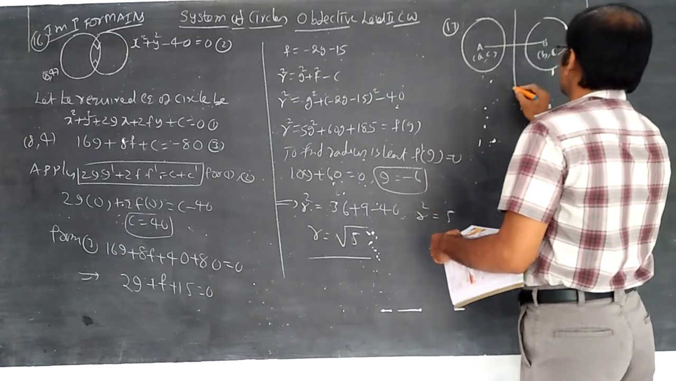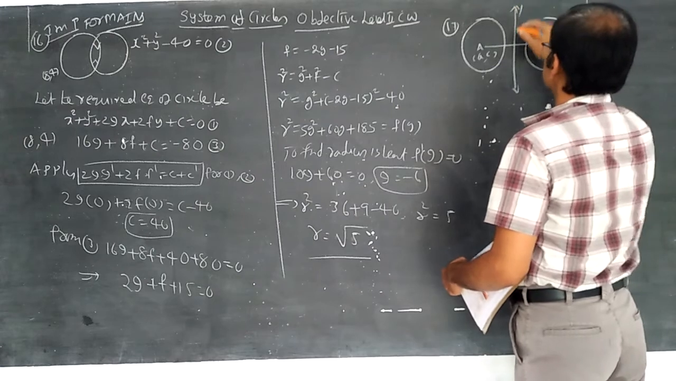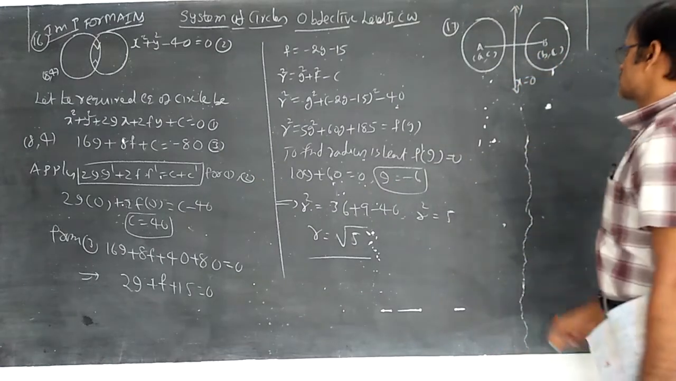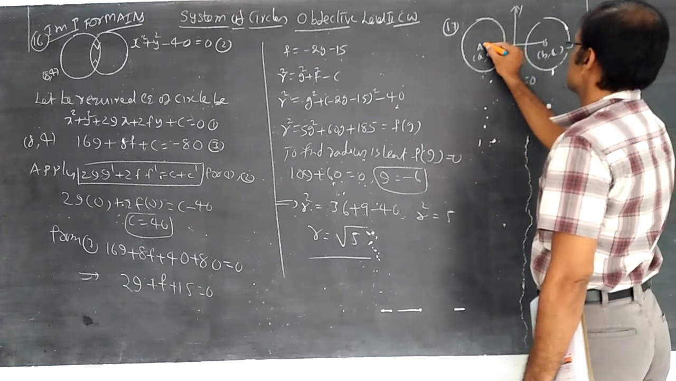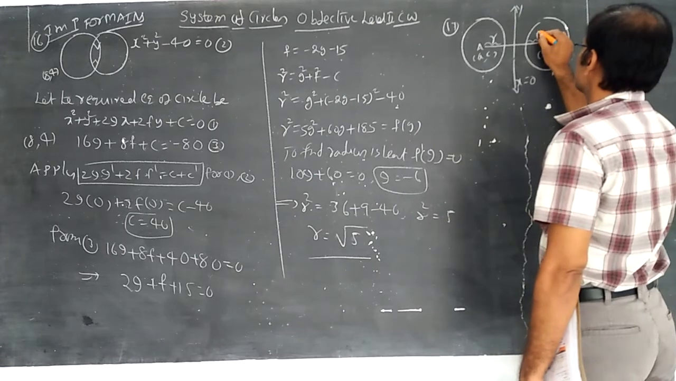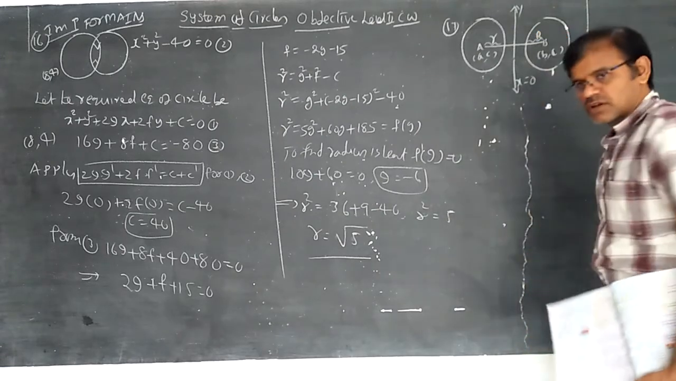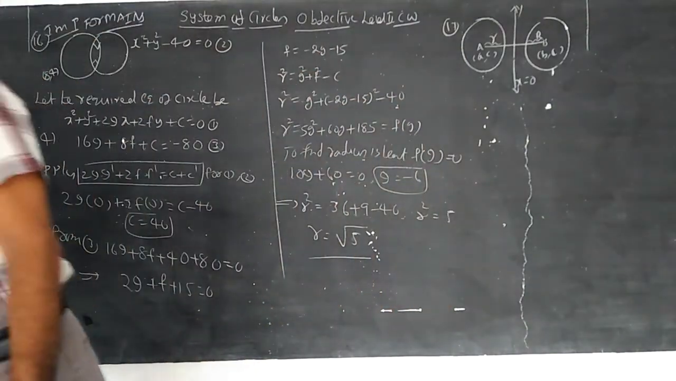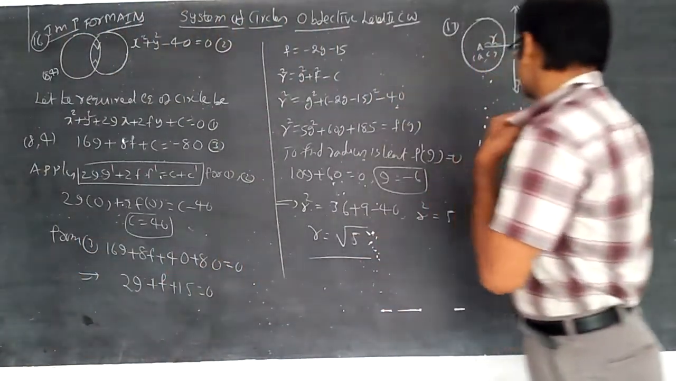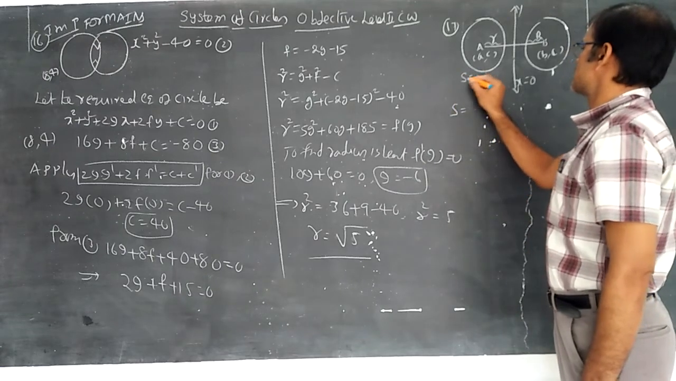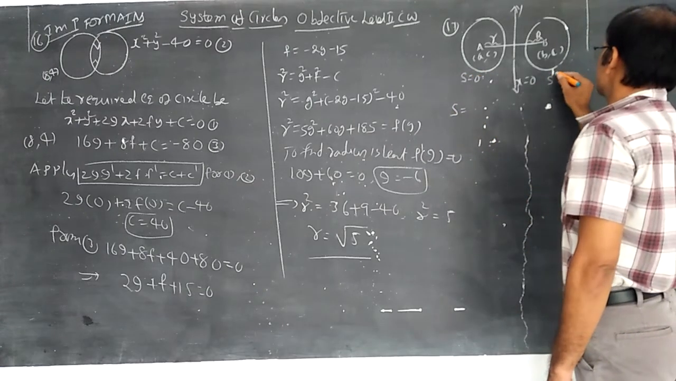This is the radical axis between the two circles. This is the y-axis, that means the equation of the radical axis is x equal to c. The radius of the first circle is small r, and the radius of the second circle is capital R. We should calculate the diameter of the second circle. Now let us write this as S equal to 0 and this as S' equal to 0.